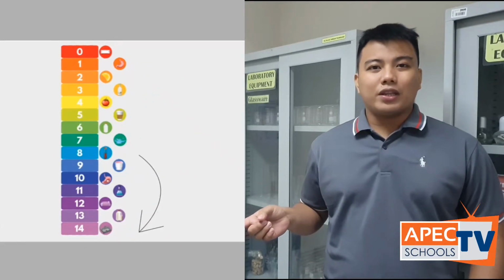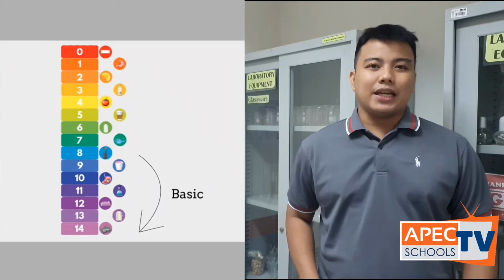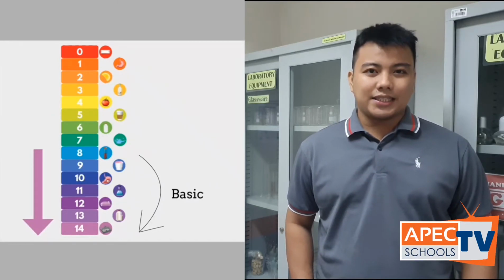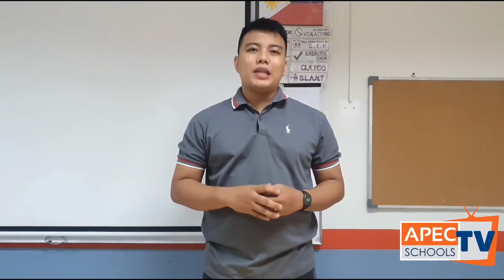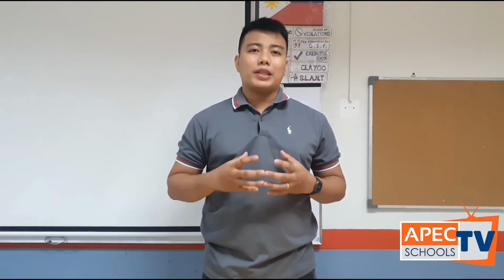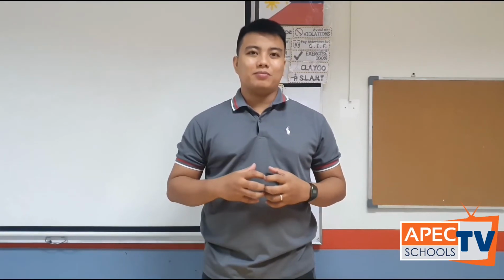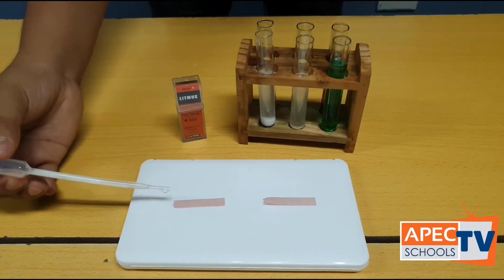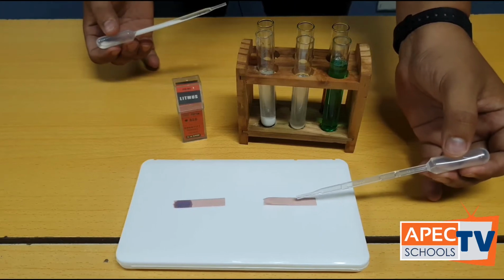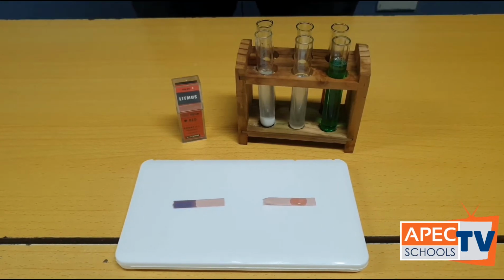A pH of 8 to 14 means the substance is basic. The higher the pH value, the more basic the substance is. Another way to determine if the substance is an acid or base is through a litmus paper test, which I am going to show you. There are two types of litmus paper, red and blue. The red litmus paper turns blue when placed in a basic substance, and red remains red when placed in an acidic substance.